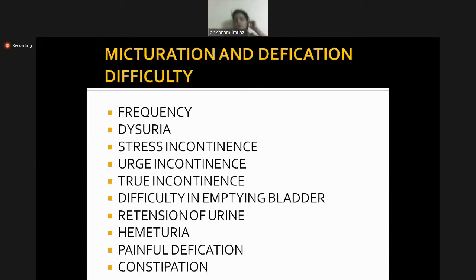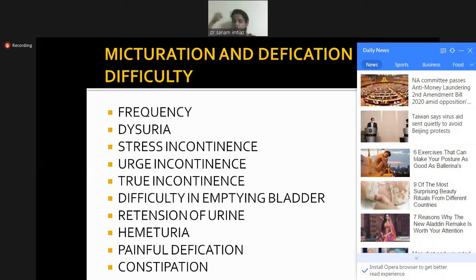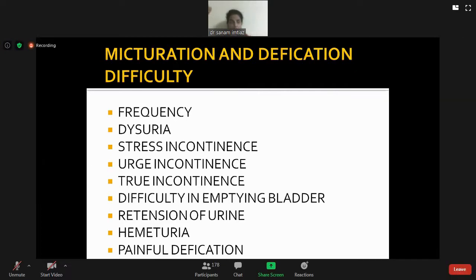Micturition and defecation difficulty. So this is basically more like the urogyne thing. How frequently do you void? Can you control the desire to void, or do you nearly need to rush to the washroom? Do you leak on your way to the toilet? Do you leak when you cough, when you sneeze, when you're lifting stuff? Does that suggest stress incontinence?